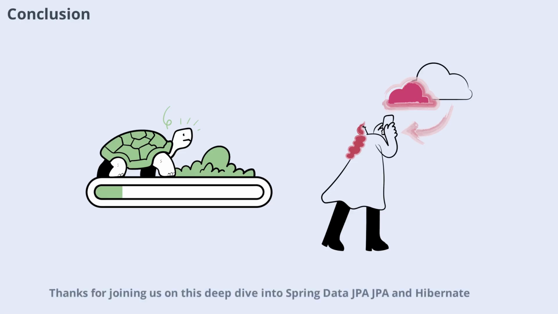Thanks for joining us on this deep dive into Spring Data JPA, JPA, and Hibernate. Understanding how these layers interact and when to use each one is key to building robust Java applications. Whether you're a beginner or an experienced developer, mastering these technologies will help you create efficient, maintainable, and scalable solutions for any project.